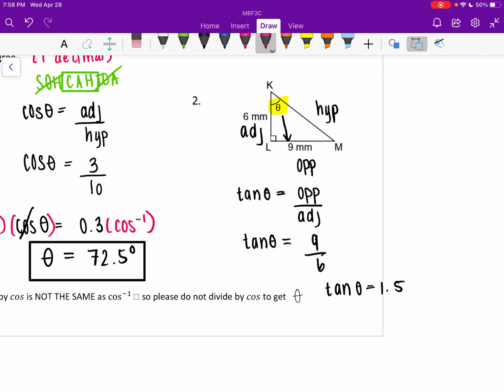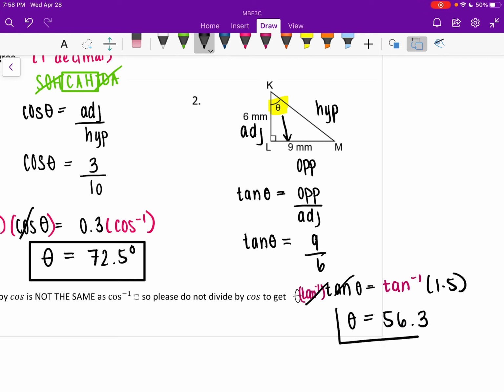And obviously I have to multiply by inverse tan on both sides. Tan inverse multiplied by tan inverse, right? And you always just need to put it in so that it looks like this. It'll go in as tan inverse and then 1.5. So theta is equal to, and if you put that into your calculator, you should get 56.3 is your theta. And that's the answer.